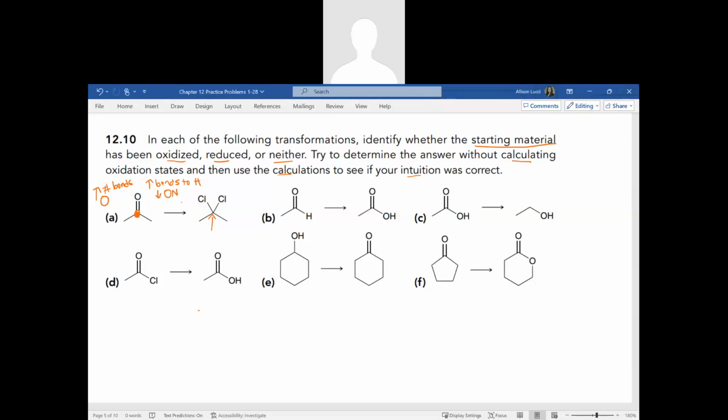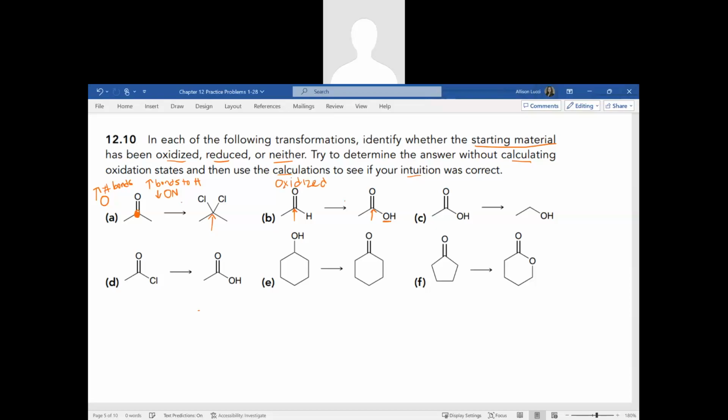Let's take a look at B and see if we can predict something similar. So let's focus on the carbon that has a change made to it. So our starting material has a double bond to an oxygen, and then single bonds to carbon and hydrogen. In our product, we see that double bond to oxygen hasn't changed, nor has the single bond to carbon, but now we see an additional bond to oxygen. So we'll predict that our starting material was oxidized.